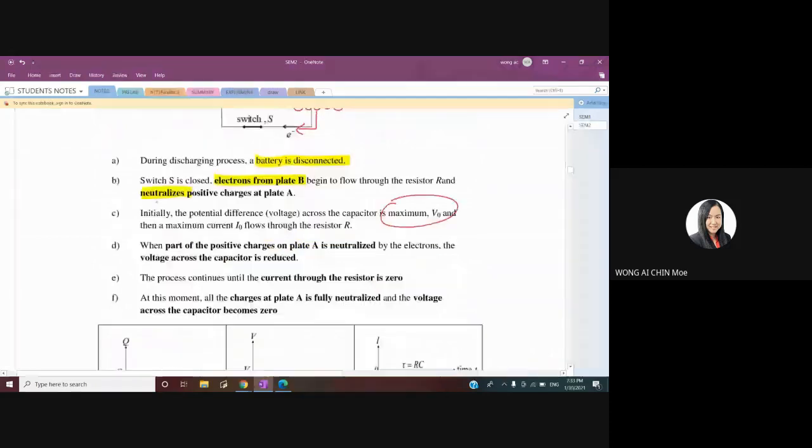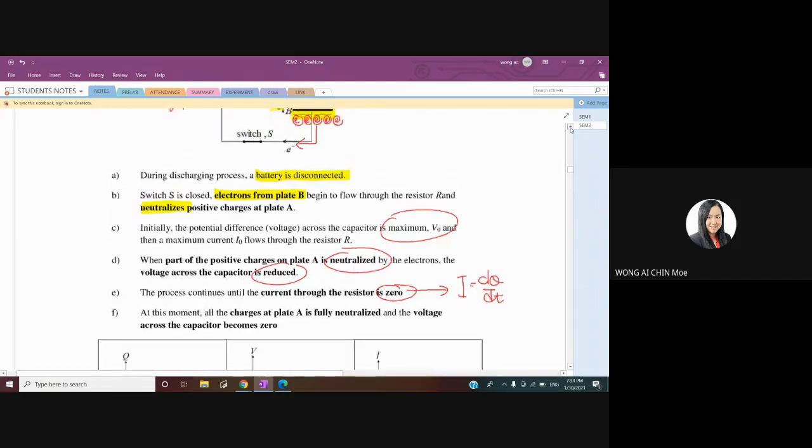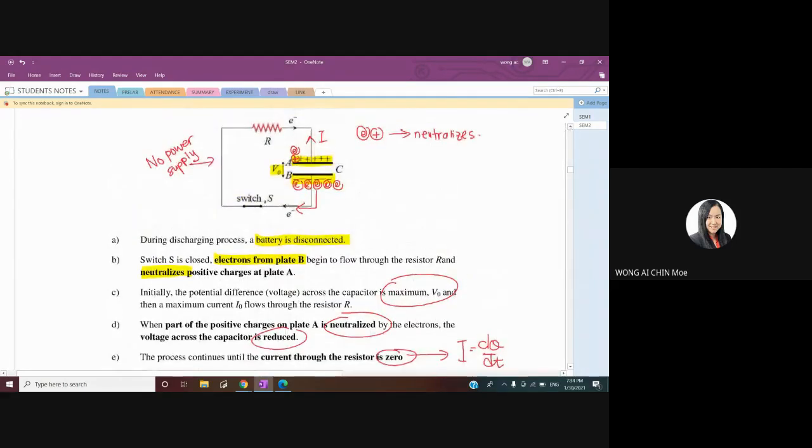When part of the positive charge on plate A is neutralized by the electron, the voltage across the capacitor is reduced, meaning the potential difference across the two plates is reduced. The process continues until the current through the resistor becomes zero. Why zero? Because current depends on dq over dt, the rate of charge flow. Initially there is a lot of electron here, so electron will slowly move from plate B to A.